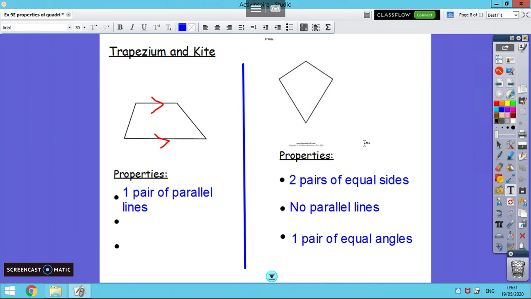I hope you drew a picture of each of those and wrote down those bullet points for each of them as well. You need to do that in your book, so you've got the properties of each of the quadrilaterals in there. You need them in there.